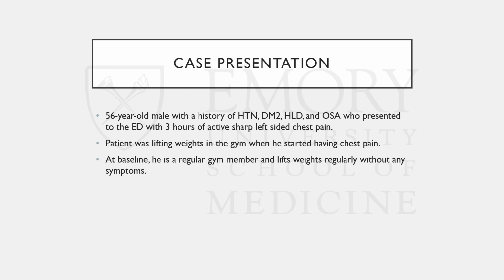For this case presentation, we start with a 56-year-old male with a history of hypertension, diabetes, hyperlipidemia, and OSA, presented to the ED with 3 hours of active, sharp, left-sided chest pain. He was lifting weights in the gym when he started having this chest pain. At baseline, he's a regular gym member, goes almost daily, and lifts weights regularly without any symptoms.